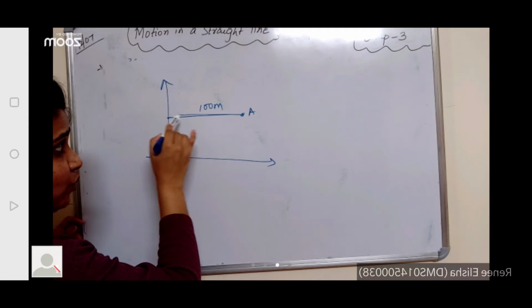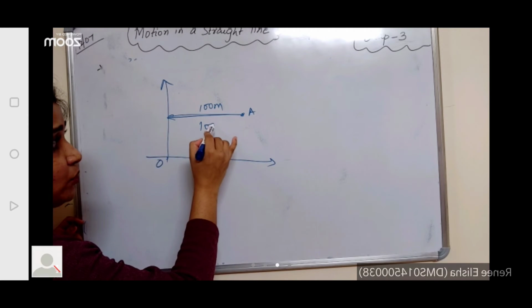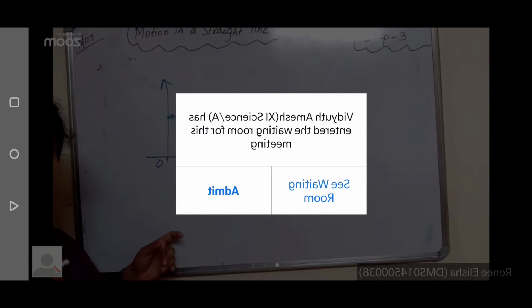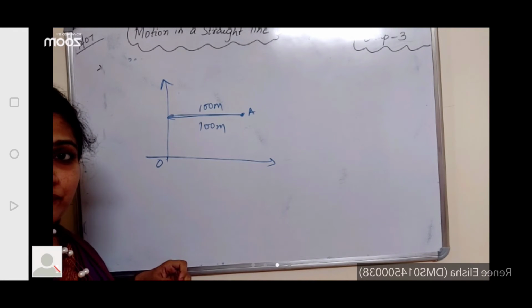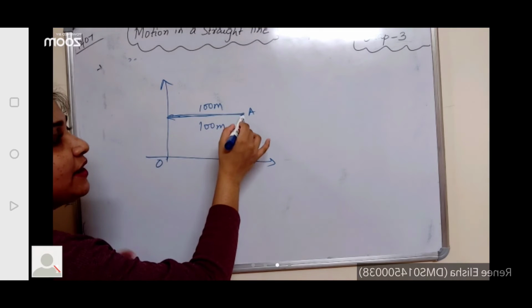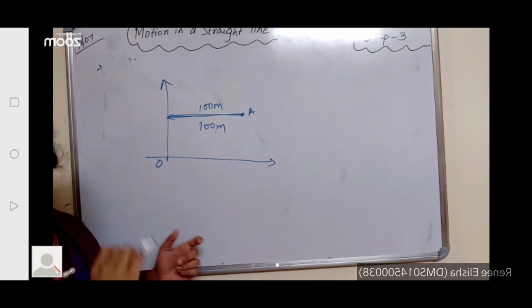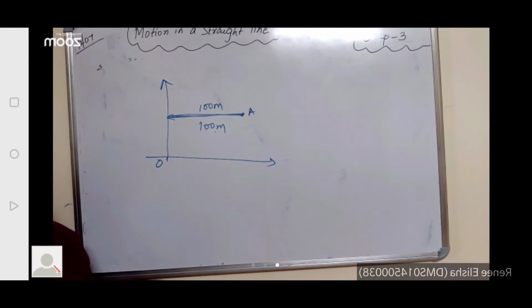And again it goes back to the origin, back 100 meters again. So what is the total path length covered? Total 200 meters. Coming it is 100, going it is 200. So this is how we calculate the path length.